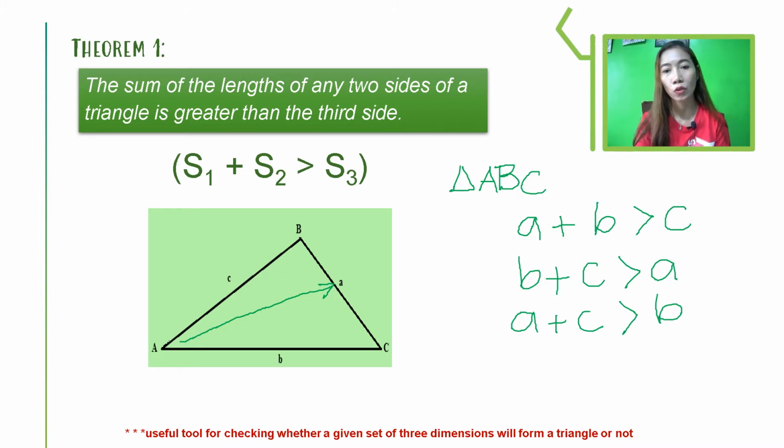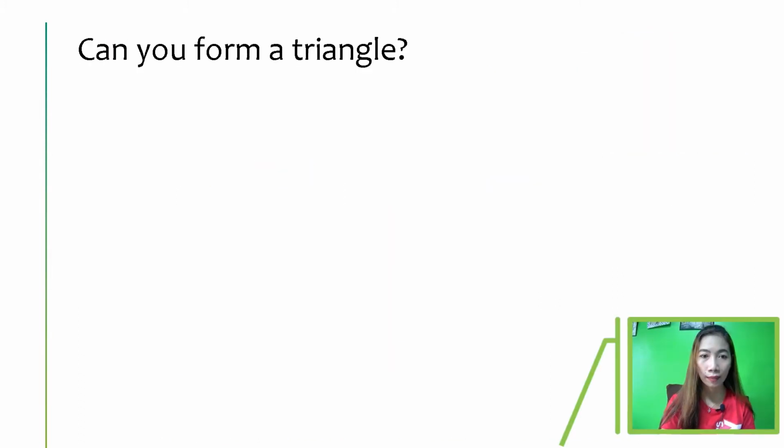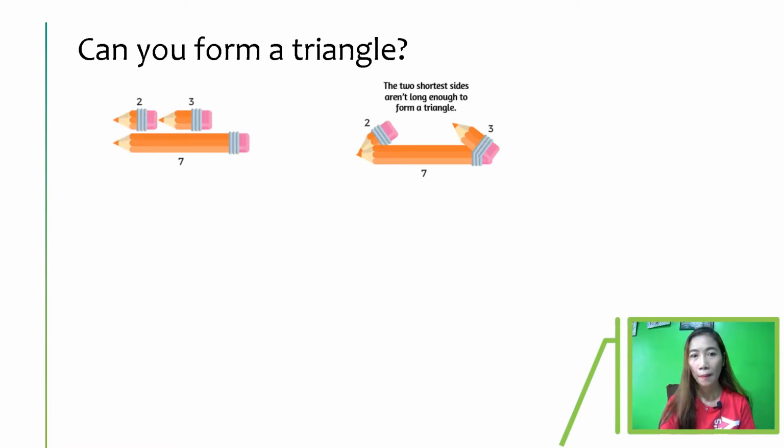This theorem, actually class, is a useful tool for checking whether a given set of three dimensions will form a triangle or not. Kung babalikan natin yung kanina na pinakita ko sa motivation part, bakit siya hindi nag-form, considering the theorem?